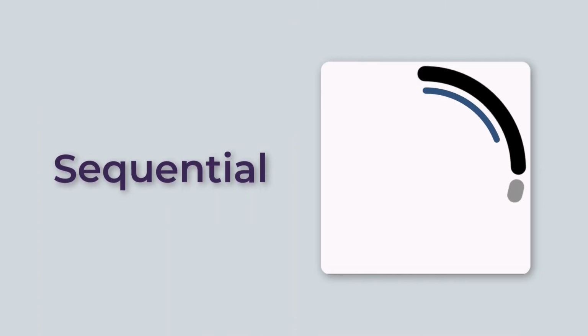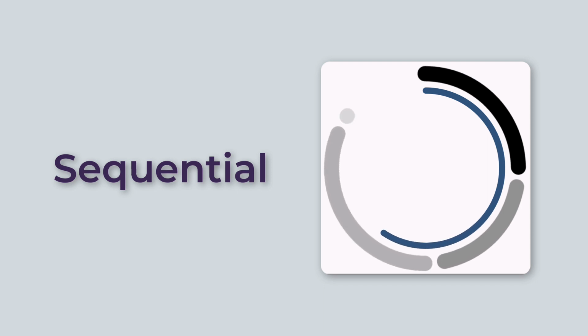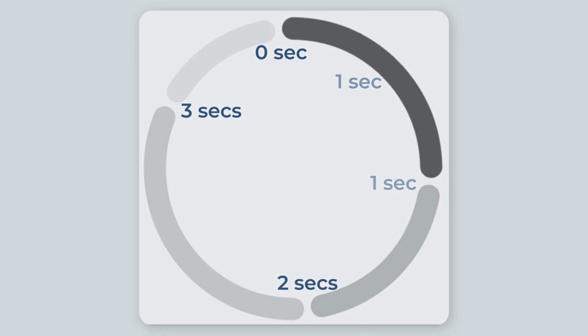But what if we want to make it sequential? So after first arc finishes animating, the second arc will start and so on. We need to introduce delays with animating each arc. So let's say first arc takes 1 second to complete. The second should start after 1 second. Similarly, the third should start after 2 seconds. And of course, the first one should start without any delay.